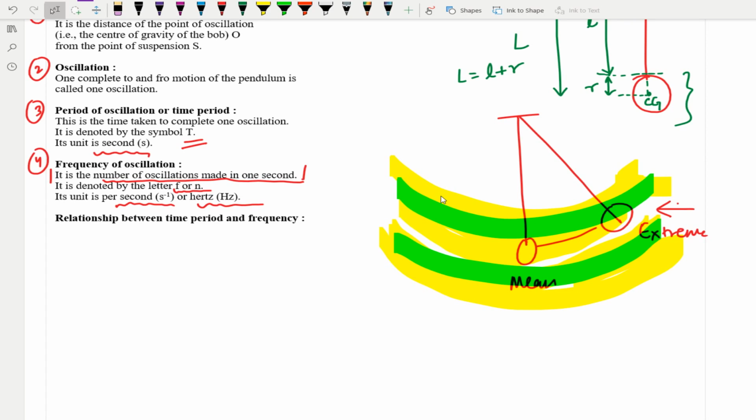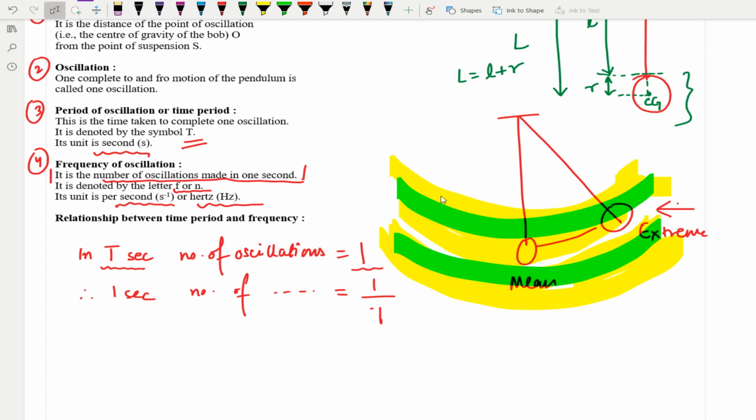Now remember, as I said in the third point, period of oscillation, in one time period, which is in T seconds, we can say the number of oscillations is 1, because you know the definition of a time period is what? The time taken by one oscillation. So in one time period, the number of oscillations is 1. Therefore in 1 second, applying the unitary method, the number of oscillations will be equal to 1 by T.